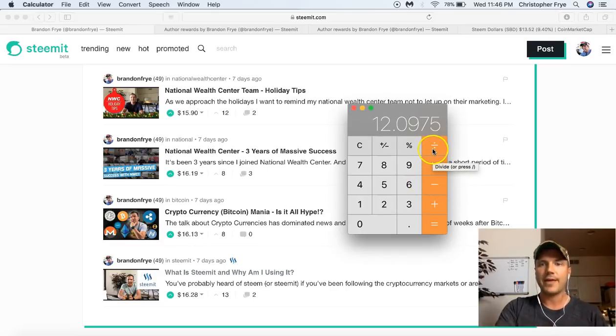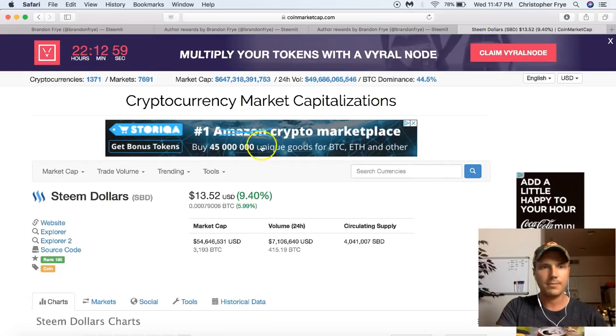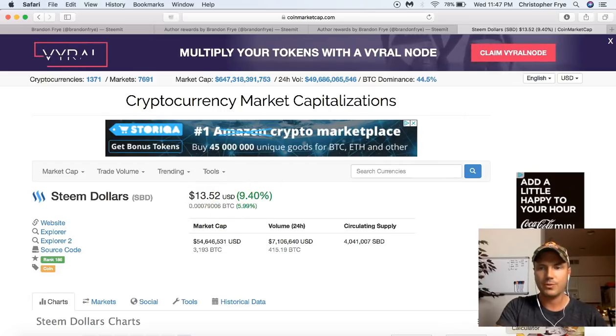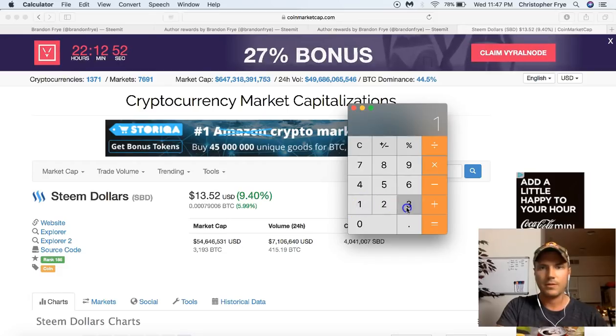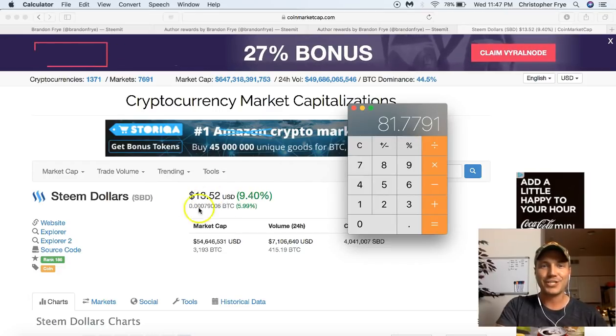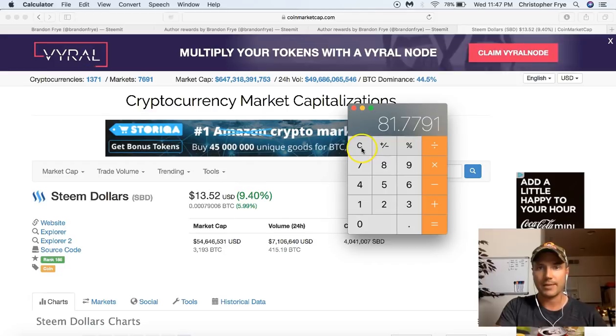Okay, now let's divide that in half, because I did the 50-50, right? So half of it will go to Steem backed dollars, half of it will go to Steem Power. Divided by 2, 6.04875 for the Steem backed dollars. So let's just go ahead and see the Steem dollars here is 13.52. Let's just go ahead and multiply that. 13.52, $81, guys. $81 just for the half of the portion I get paid.